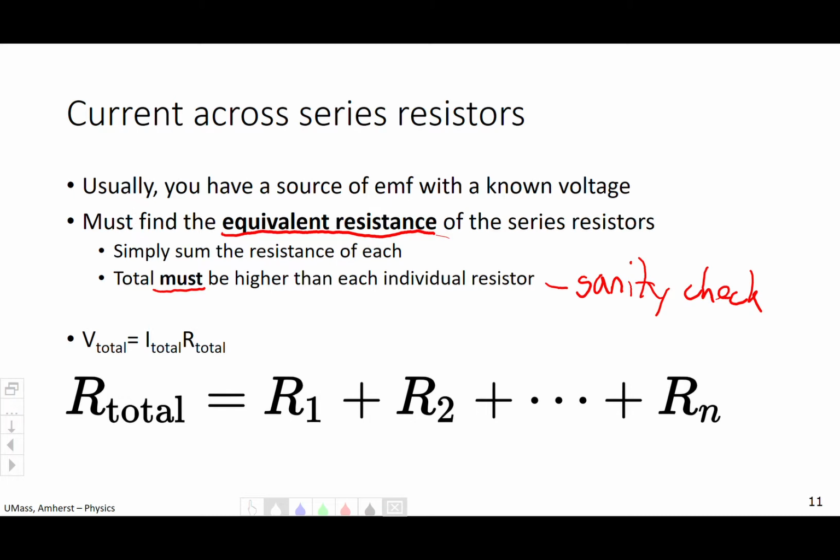So usually what you have is a source of EMF with a known voltage. If we want to find the current, that is often what's being asked for. We know the voltage, we know the resistance, we want the current. Basically, all we do is we take each of those resistors and we add them together. As many as we have, we just add them all together and we get a total resistance. So what we care about is the equivalent resistance. Okay, Ohm's law, V equals I times R. The total voltage is the total current multiplied by the total resistance.